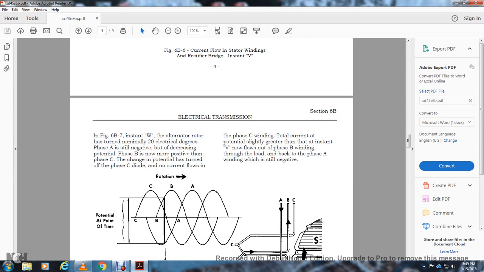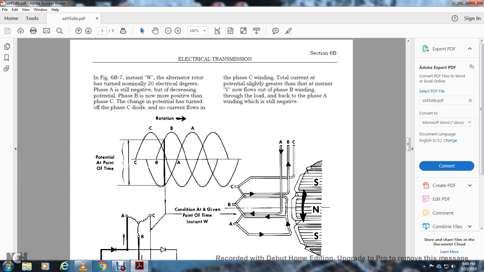In figure 6B7, the instant W, with the alternator rotor turned 20 electrical degrees, phase A is still negative with both decreasing potential. Phase B is more positive than phase C, but the change of potential has turned off the phase C diode, so now current flows in the phase C winding. Total current potential slightly greater than the instant V now flows through the phase B winding, through the load and back to the phase A winding, which is still negative.